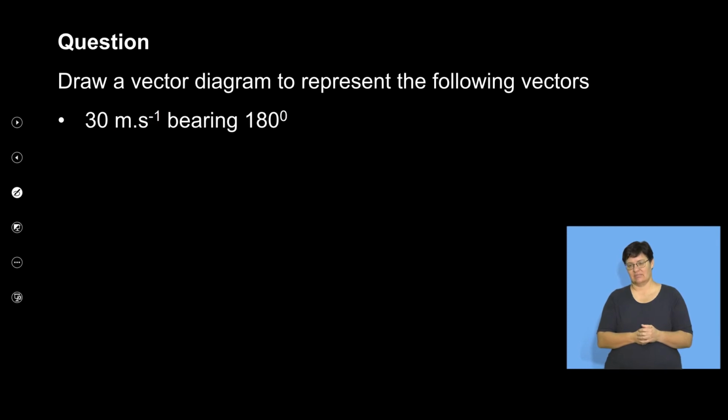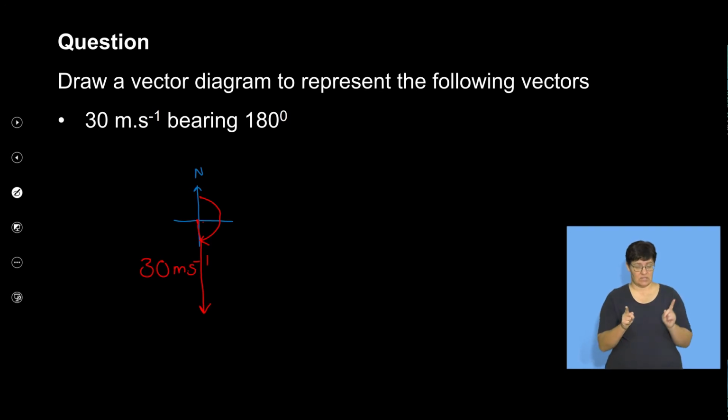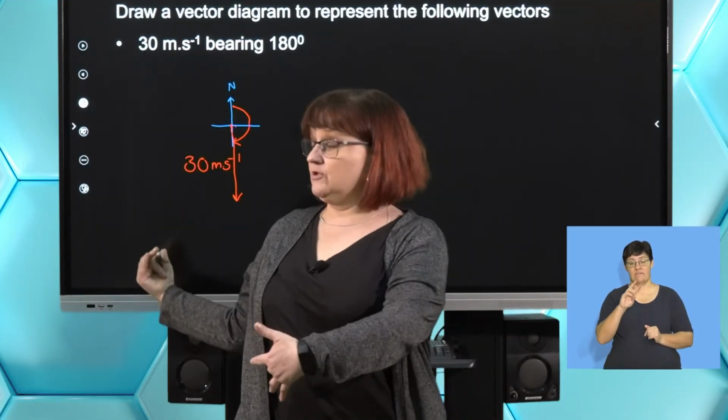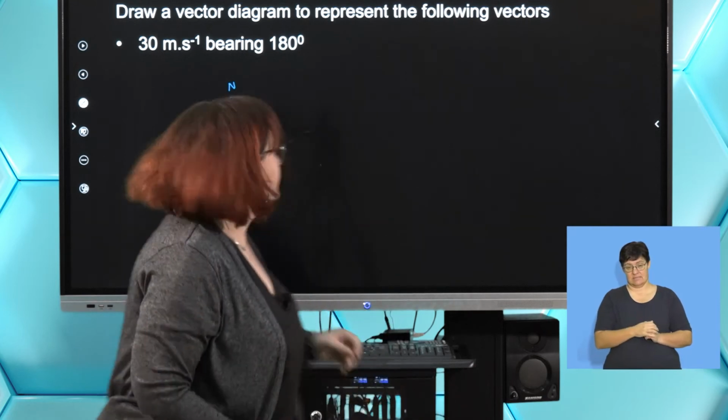Okay, next one. 30 meters per second, bearing 180. So remember, again, I need to know where north is. We know that the bearing gets measured from north, and it's going to be 180, which is there. Then it goes straight down 30 meters per second. It's a different type of vector. It's a velocity. So I label it as 30 meters per second, but it's bearing 180. That's not so bad.